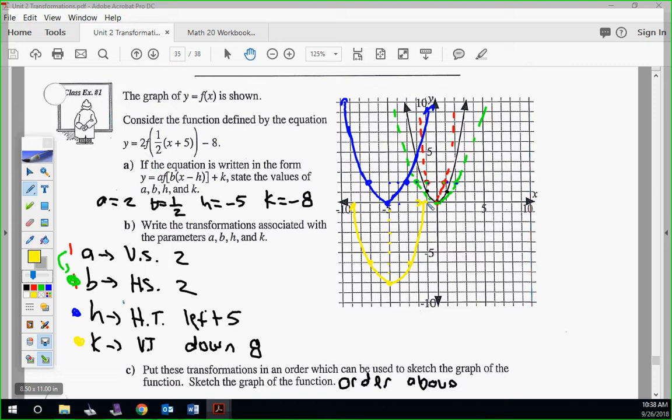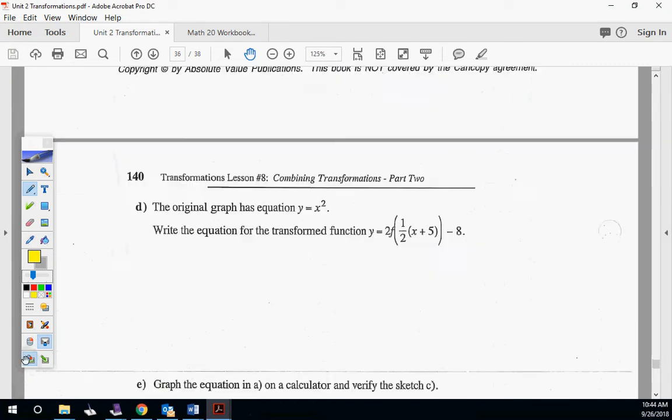It's still going to be fine. I could have stretched it out and then stretched it up. They're going to land the same spot. And we learned that last lesson when we did stretch with stretch. Okay? So don't worry about order. So if you want to do horizontal stretch first, you still would have been fine. Okay? All right, so here we go.